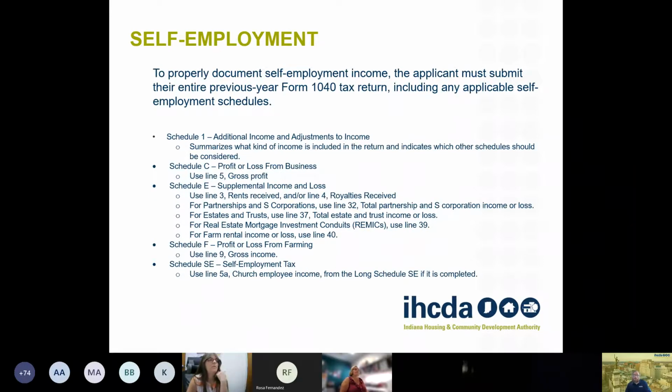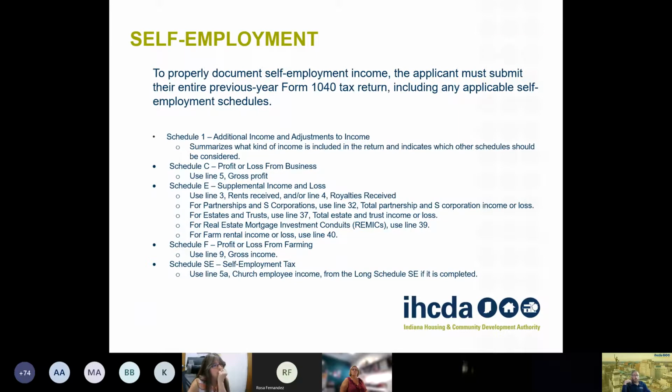So again, in order to properly document self-employment income, the applicant must submit their entire previous year Form 1040 tax return, including any applicable self-employment schedules. So that means we're going to want the entire 1040 packet. Typically, if they have any self-employment, they should have a Schedule 1. Schedule 1 is for additional income and adjustments to income. You're not necessarily going to be pulling any numbers from the Schedule 1, but what the Schedule 1 does is it summarizes what kind of income is included in the return and should indicate what other schedules should be attached.